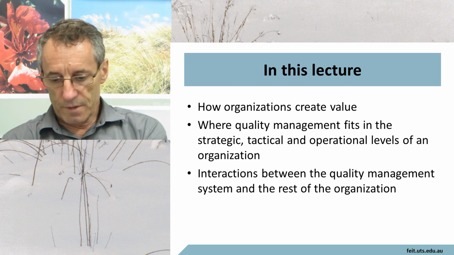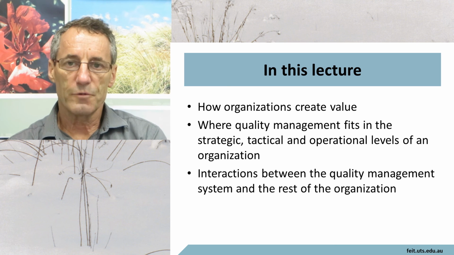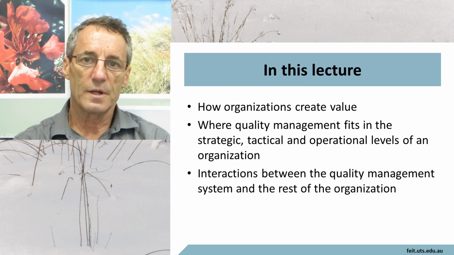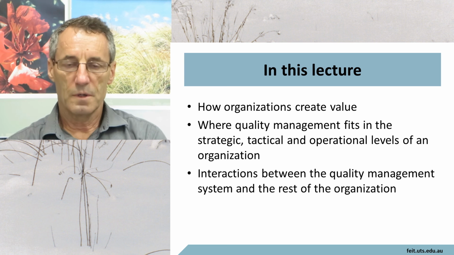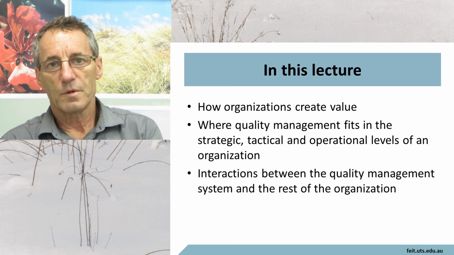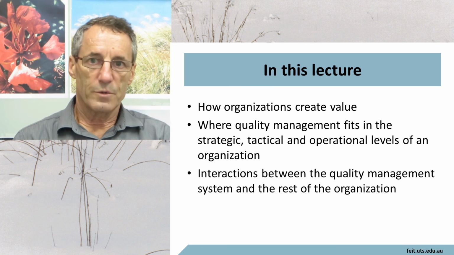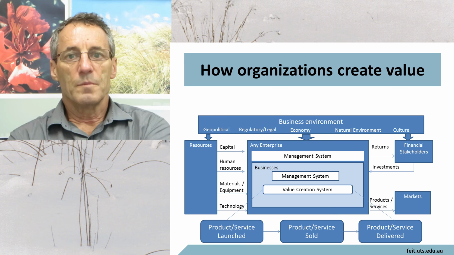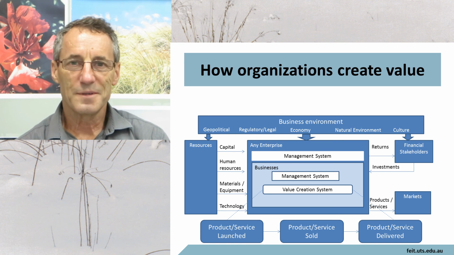So we'll look at where quality management fits within the strategic level, the tactical level, and the operational level of the organization, and do some analysis based on the hierarchy of systems within it, and look at the interactions between the quality management system and other systems within the organization. So we'll get started.